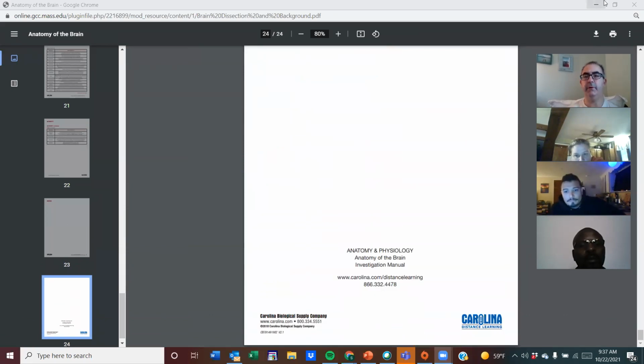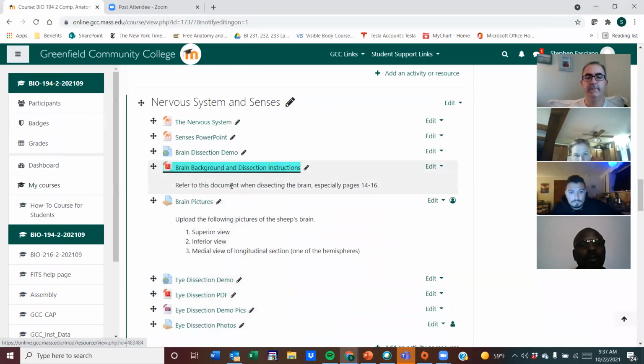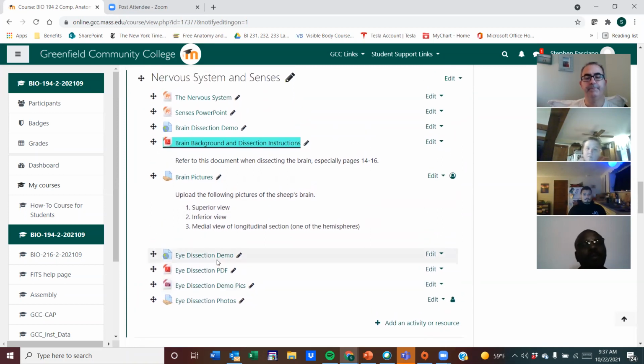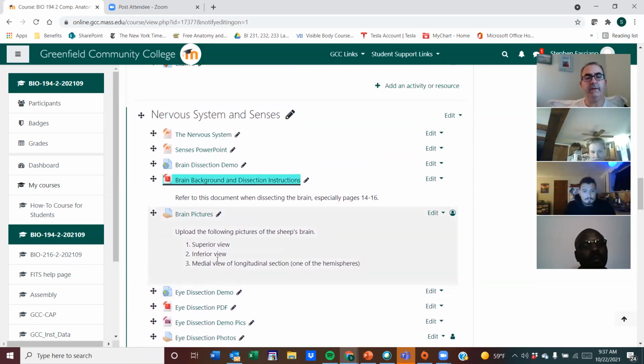And then I'm also going to post some questions, right? So again, upload the following pictures of the brain: the superior view, the inferior view, and the medial view of the longitudinal section. So those 3 pictures, you have a place to upload right there. And then I'll also put up another file here that has a few questions relating to the brain dissection. And so that's going to count for your lab grade for the brain. Okay.